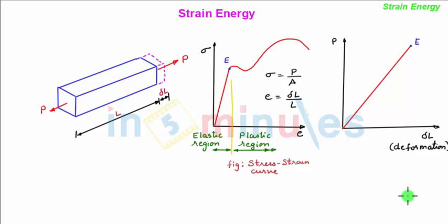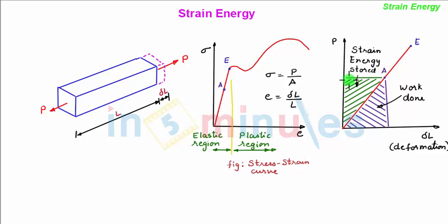Now we shall try to derive the formula for the strain energy stored in the body. Consider a body which is subjected to load up to point A, which is denoted in both the stress strain curve and the load and deformation curve. Now the area below the curve will give you the work done upon the body. This work done upon the body is stored in it, and the equal area represents the strain energy stored in the body.